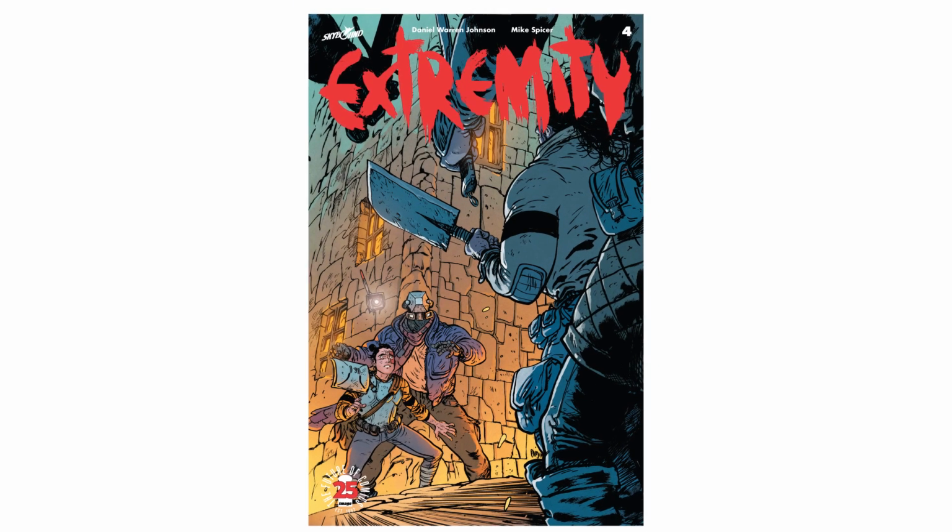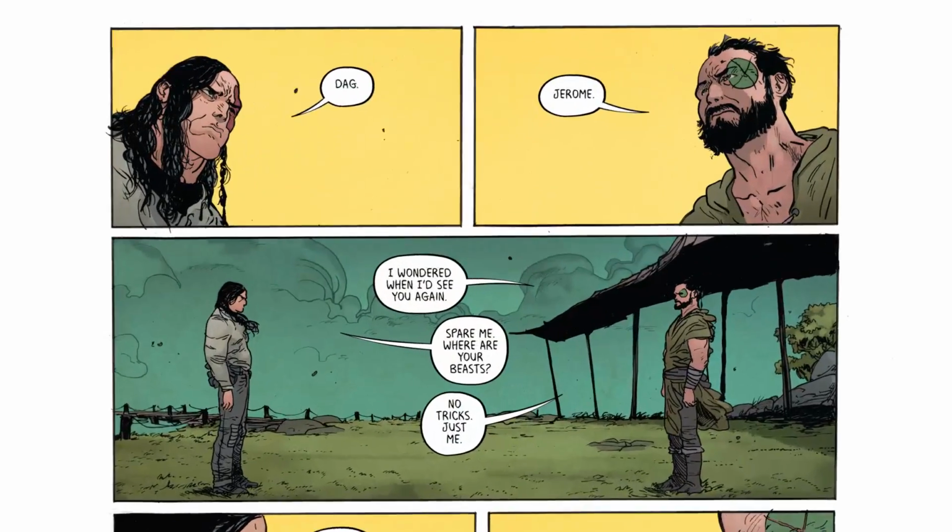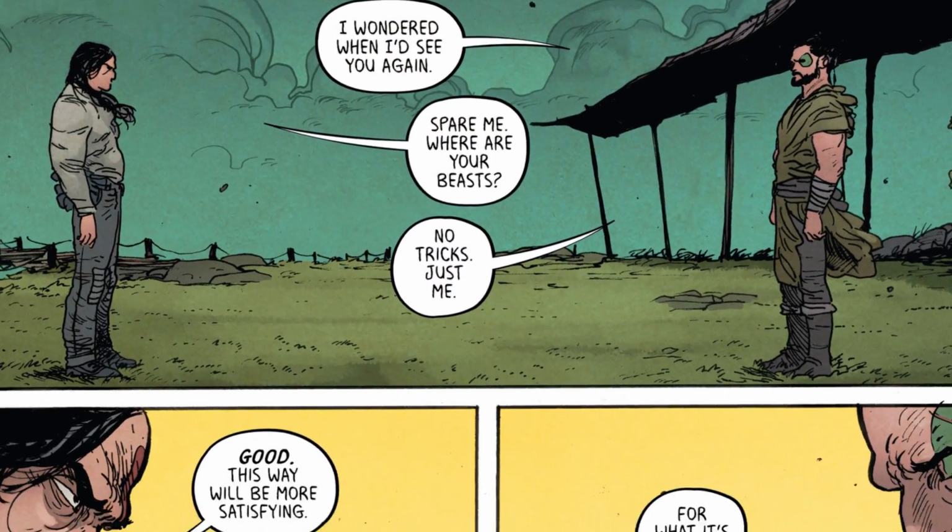Extremity by Daniel Warren Johnson and Mike Spicer is a book I've been wanting to cover since the first issue. There's so much narrative playfulness built into the issues, it was hard deciding what to spotlight. There is a page, however, in the fourth issue of Extremity that sums up a few of the elements I really like about what Johnson and Spicer do here, specifically this page. It looks quite straightforward on the face of it, but there's some really quite clever stuff happening here.